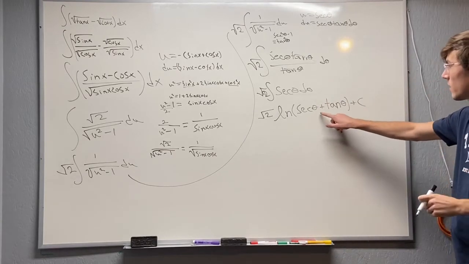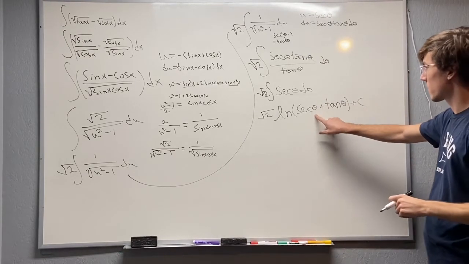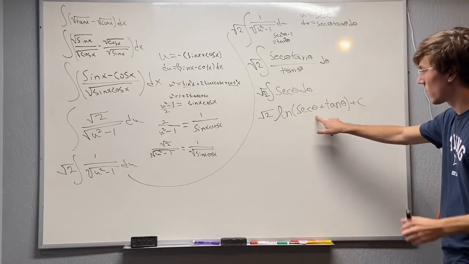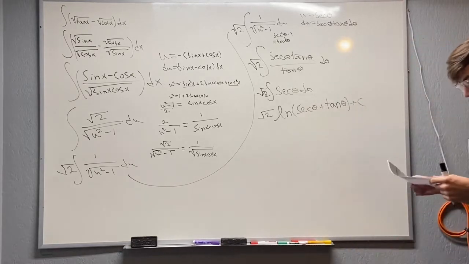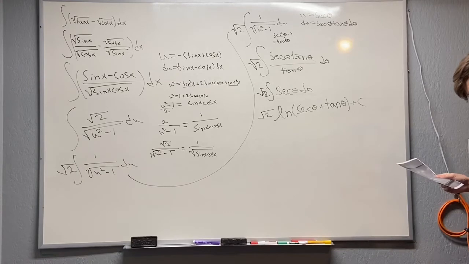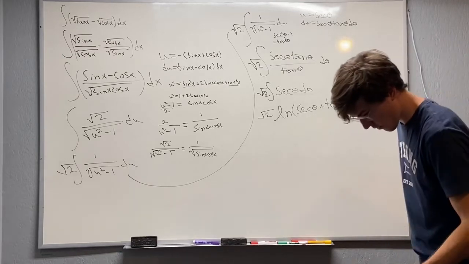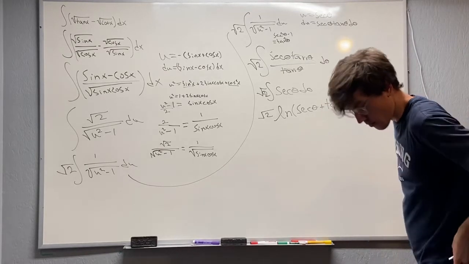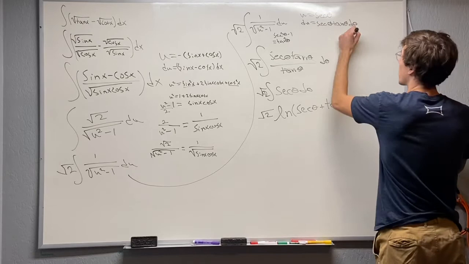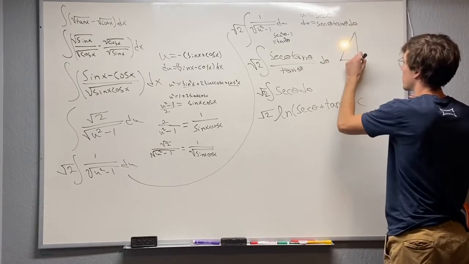And so now we need to replace this back into its original form. So we're going to need to create the triangle for our trig sub so we can figure out what those are equal to.